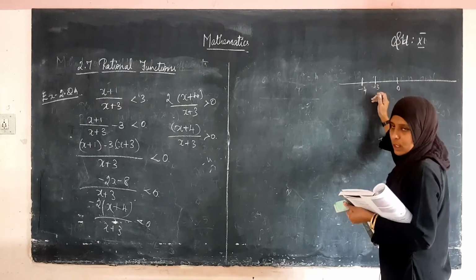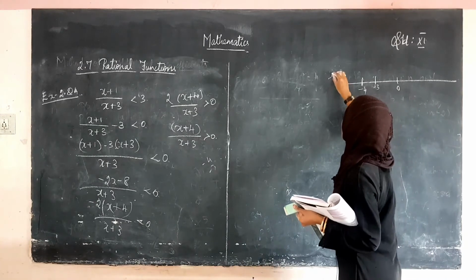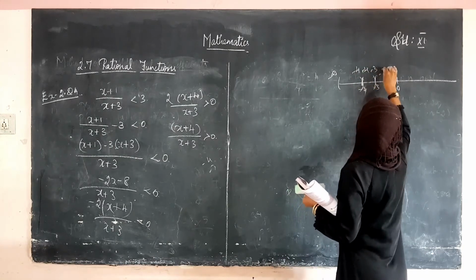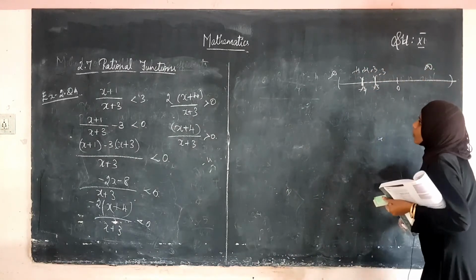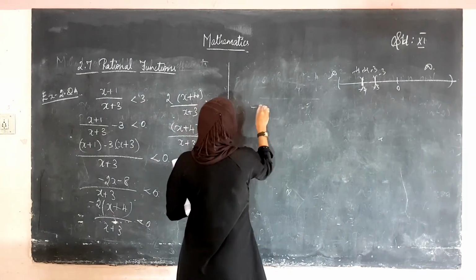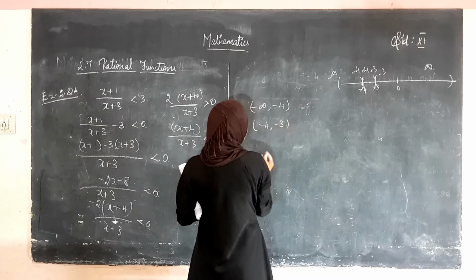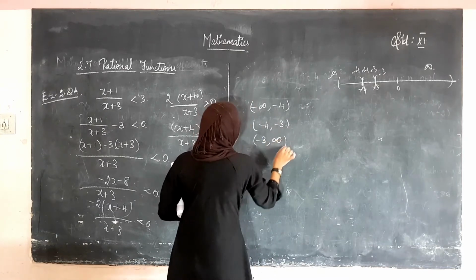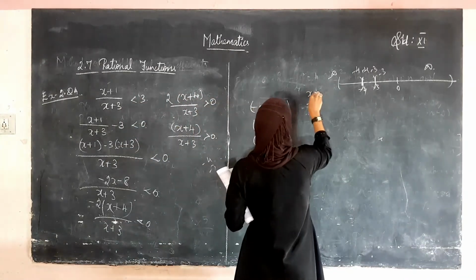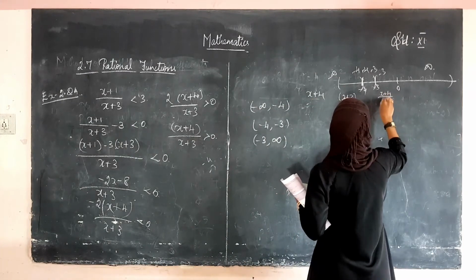So, with the critical points, you are going to divide the intervals. So, from minus infinity to minus 4, and again minus 4 to minus 3, and again minus 3 to infinity. What are the intervals? The intervals formed, you have to write, are minus infinity comma minus 4, and again minus 4 comma minus 3, and again minus 3 comma infinity. Okay, so the factors here are x plus 4 and x plus 3.